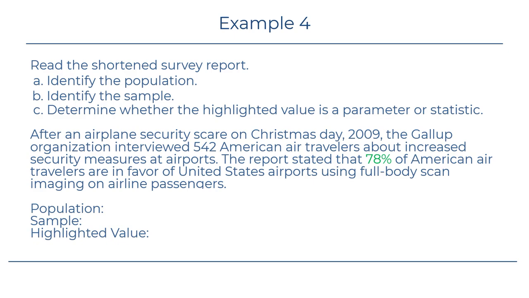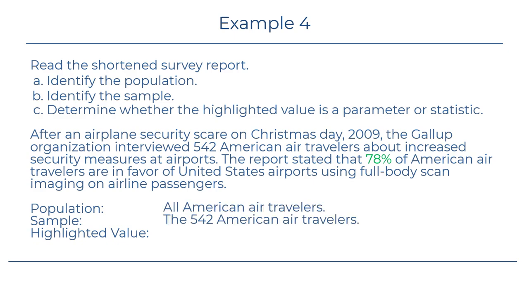In this example, we're going to read a shortened survey report, identify the population, and then identify the sample. We're then asked to determine whether the highlighted value, which is the value highlighted in green, is a parameter or a statistic. After an airplane security scare on Christmas Day 2009, the Gallup organization interviewed 542 American air travelers about increased security measures at airports. The report stated that 78% of American air travelers are in favor of United States airports using full-body scan imaging on airline passengers. Press pause, identify the population, sample, and whether the highlighted value is a parameter or statistic. When you're ready, press play to see how you did.